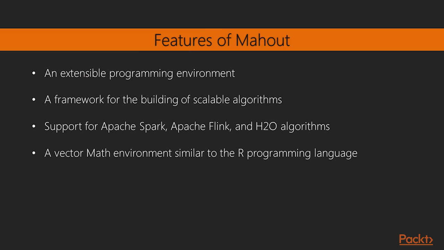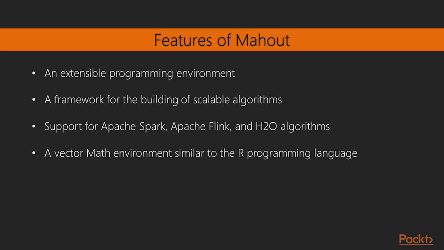The major features of Mahout 0.12.2 are as follows: an extensible programming environment and framework for the building of scalable algorithms. Support for Apache Spark, Apache Flink, and H2O algorithms. Samsara, a vector math environment similar to the R programming language.